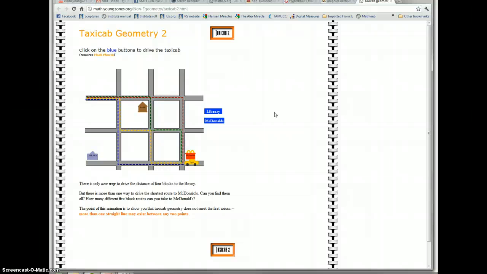Are these 4 the only routes to get to McDonald's? How many routes can you find? These are all of equivalent length. They're all the shortest distance, so they're all straight lines in taxicab geometry. So taxicab geometry is one where the first axiom is the one that changes. There's no longer a single straight line between any 2 given points.